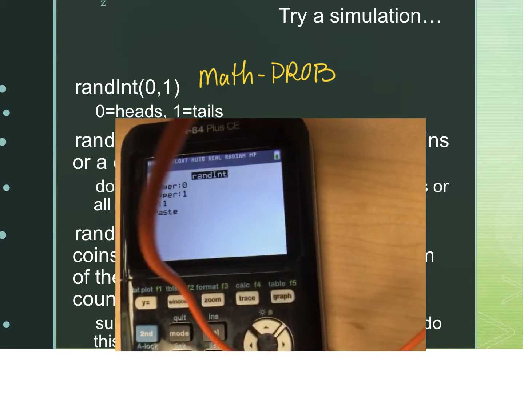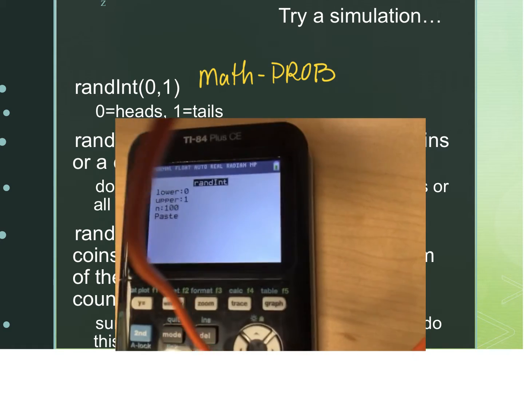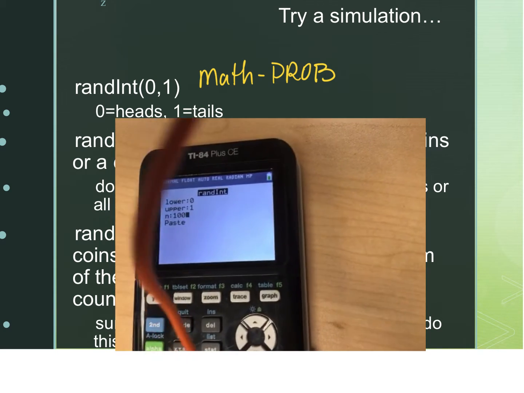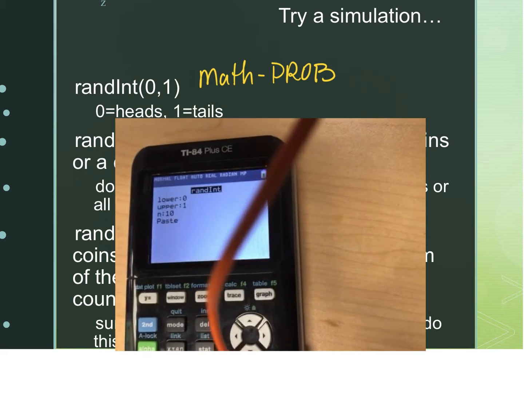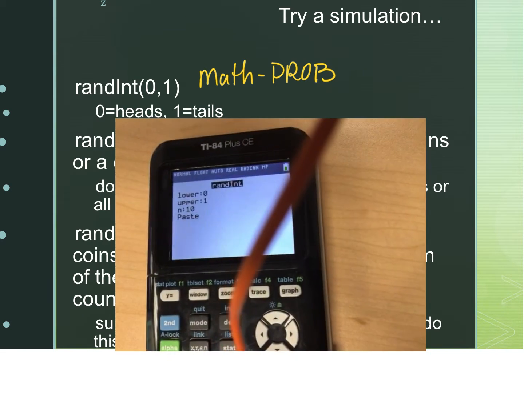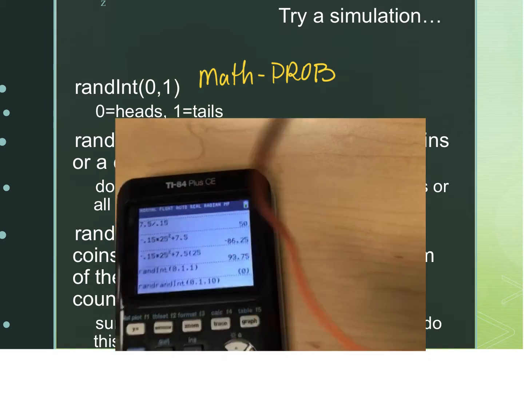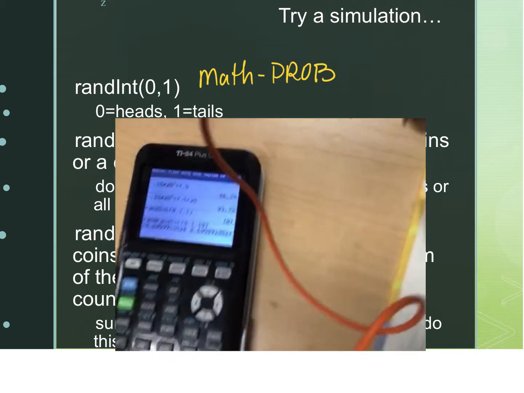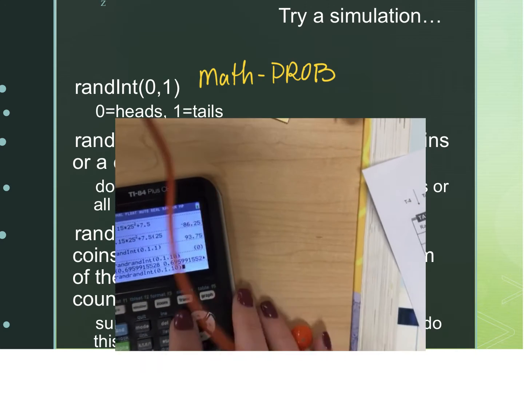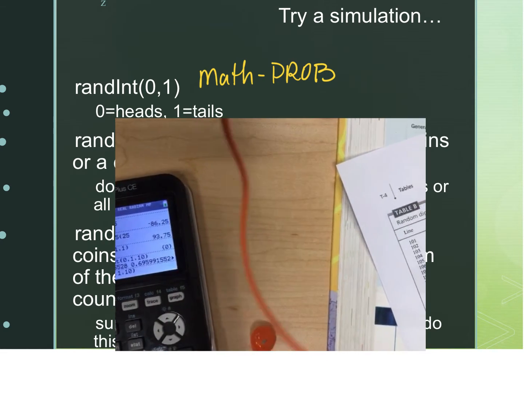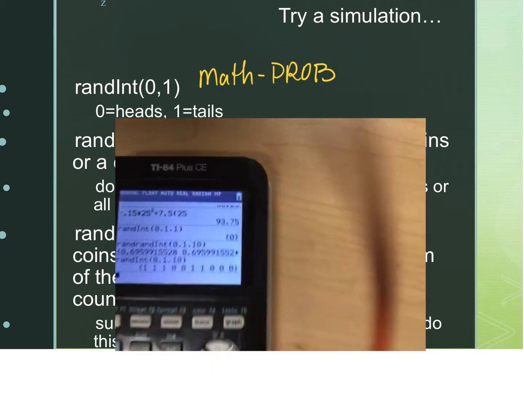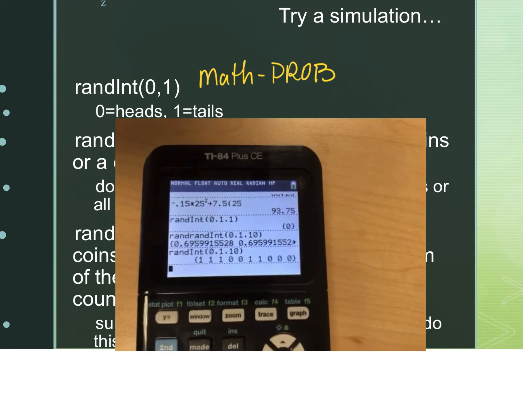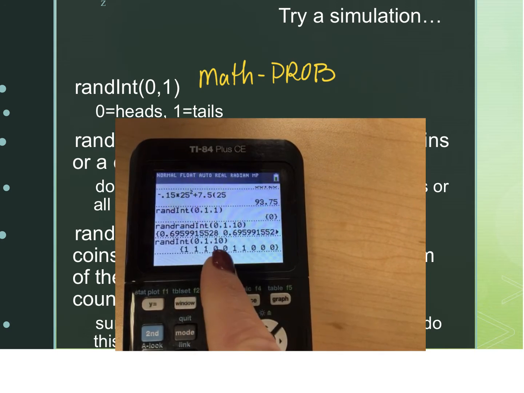Now, if I wanted to do it 100 times, I can put 0, 1, 100. I can do 10 if I wanted. Let's do 10 first. This is telling it how many times to toss. And if I hit enter. Yeah, wait, what did I do? I messed up my... There we go. There's mine. So I got tails, tails, tails, heads, heads.